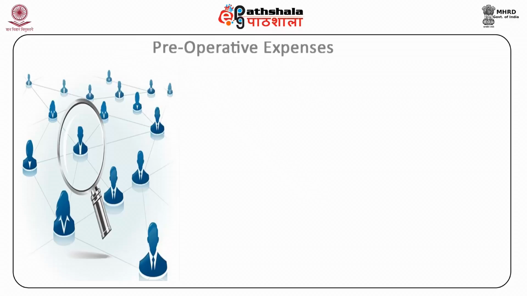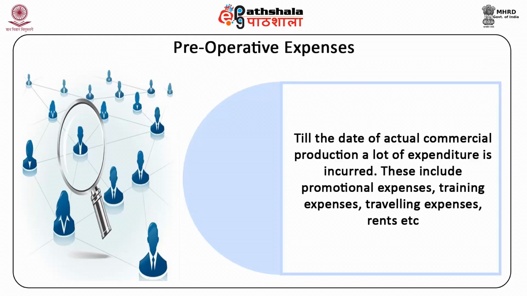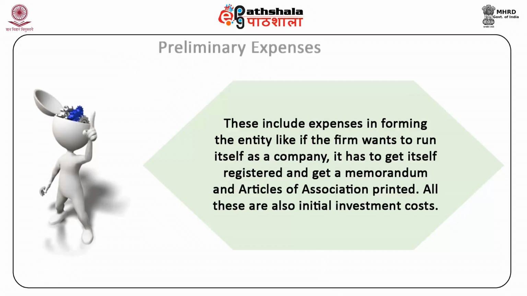Pre-operative expenses. Till the date of actual commercial production, a lot of expenditure is incurred. These include promotional expenses, training expenses, traveling expenses, rents, etc. Preliminary expenses. These include expenses in forming the entity, like if the firm wants to run itself as a company, it has to get itself registered and get a memorandum and articles of association printed. All these are also initial investment cost.